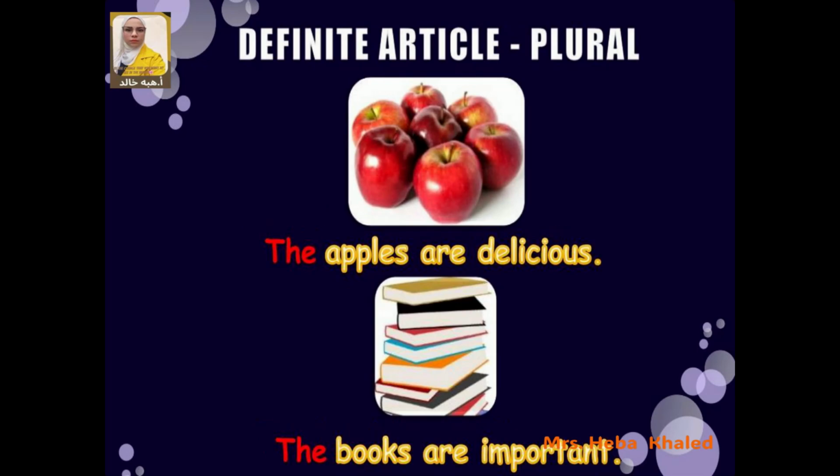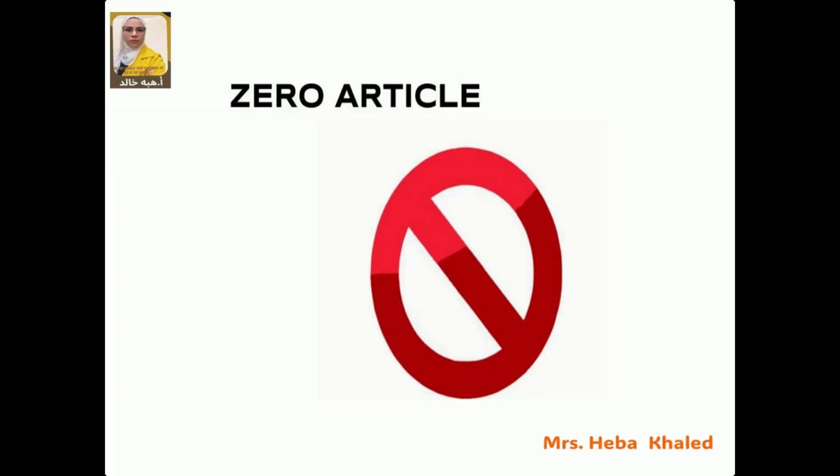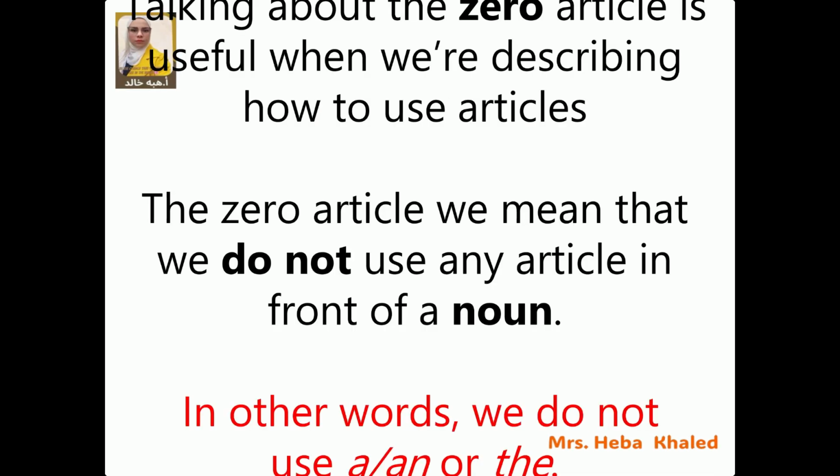Definite article plural. The apples are delicious. I know which apples you are talking about, the apples which are on the table, for example. The books are important. So when we refer to plural nouns, we don't use any article like a, an, or the in the following places. Talking about the zero article is useful when we are describing how to use articles. The zero article: we don't use any article.